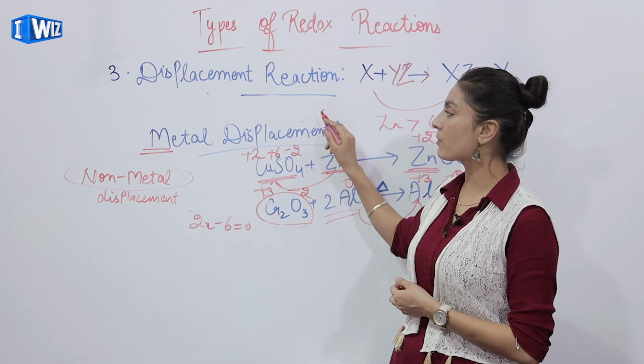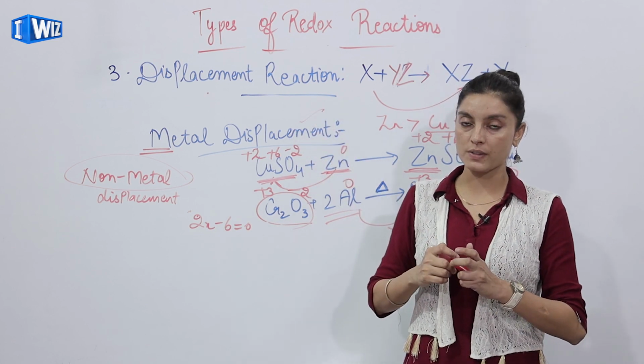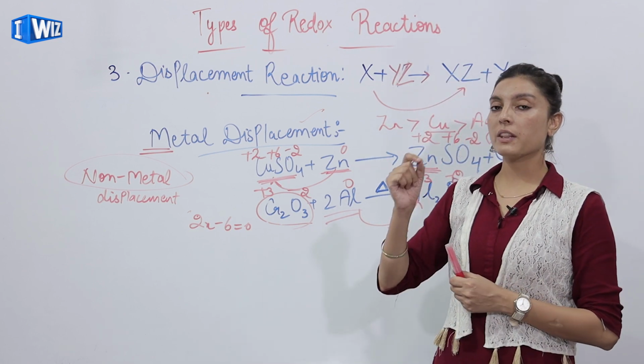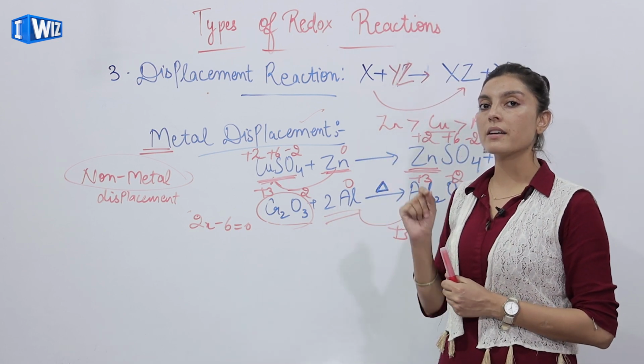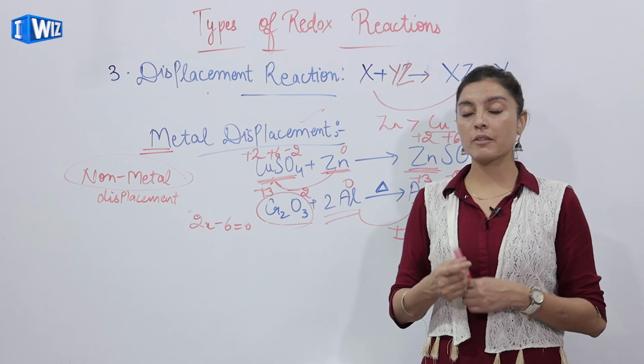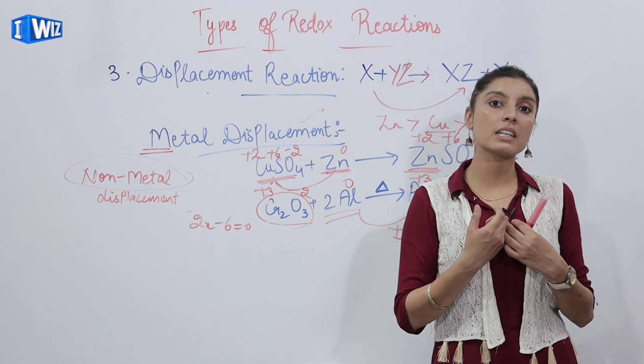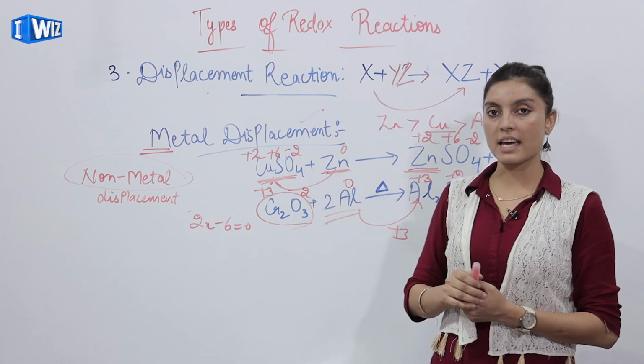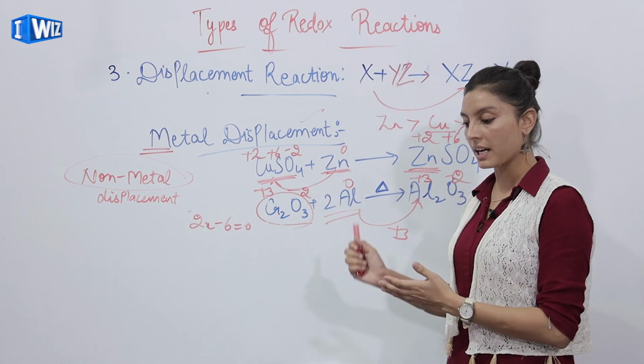These reactions are said to be the metal displacement reactions, that whenever redox reactions occur when one metal is being displaced by another metal which is highly reactive, because it is only the highly reactive metal that can easily displace the other metal. That leads to the formation of the reactions which are metal displacement reactions.